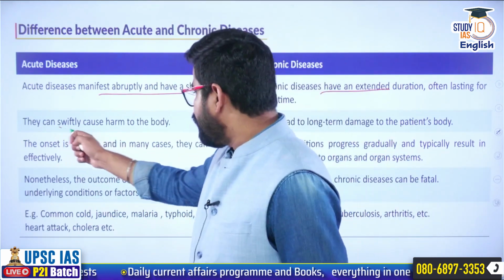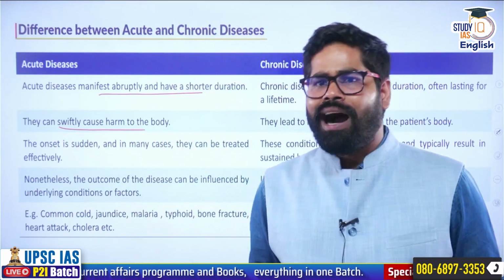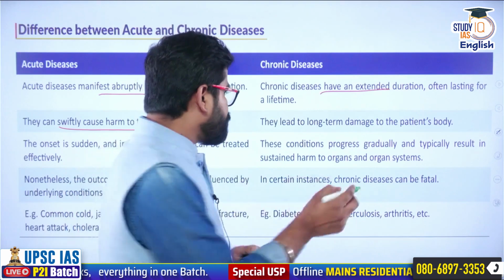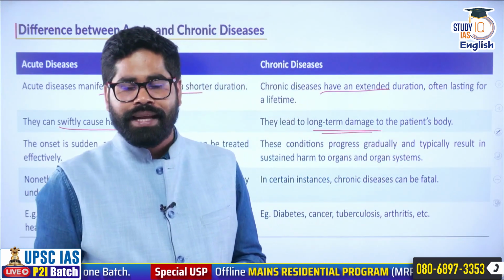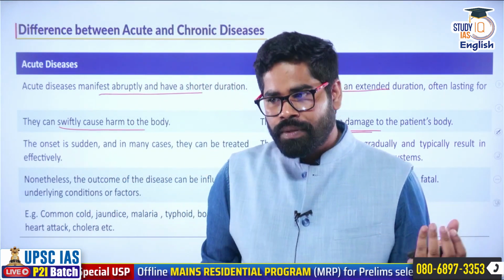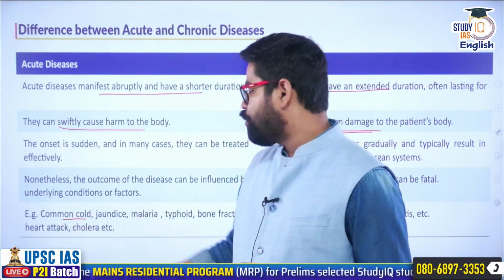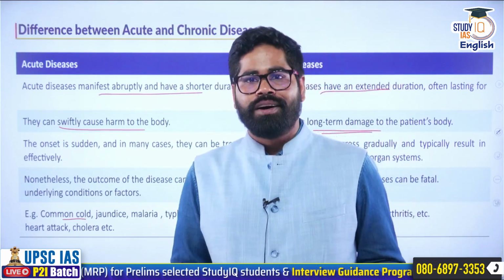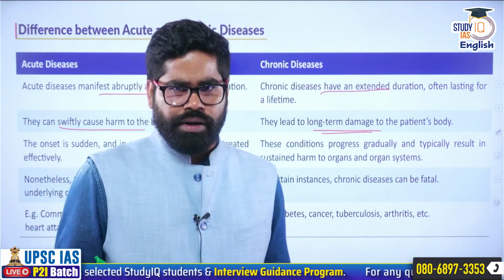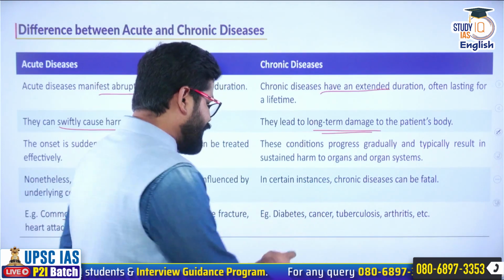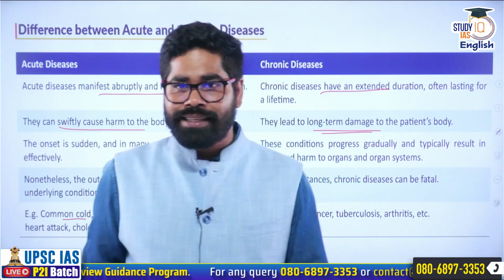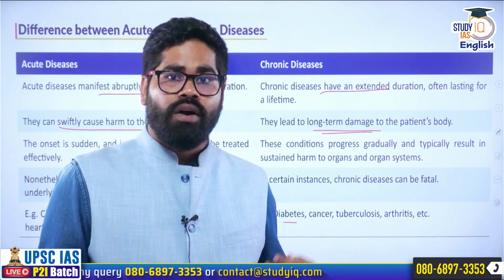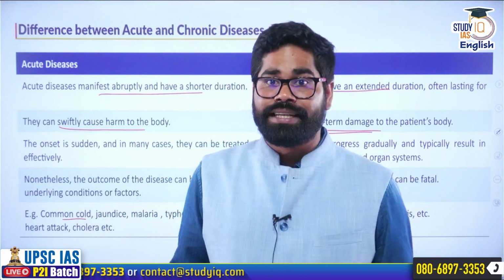Now, acute diseases can cause harm to the body swiftly, quite fast. But chronic diseases lead to long-term damage to the patient's body. In the case of acute diseases, there is some immediate impact on the body, like in the case of common cold, jaundice, and malaria, which impact some part of the body immediately. But when the disease is over, the impact is almost gone. In chronic diseases like diabetes, cancer, tuberculosis, and arthritis, the impact is often lifelong. It impacts the person's organ or organ systems for a longer period of time, for the extended lifetime.